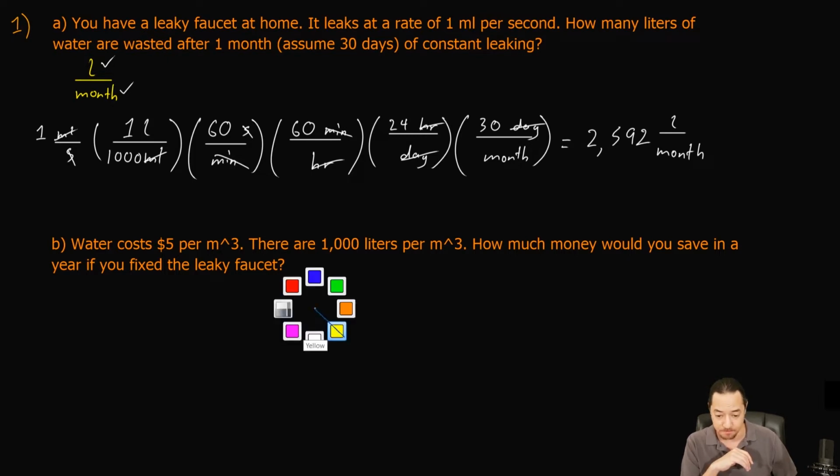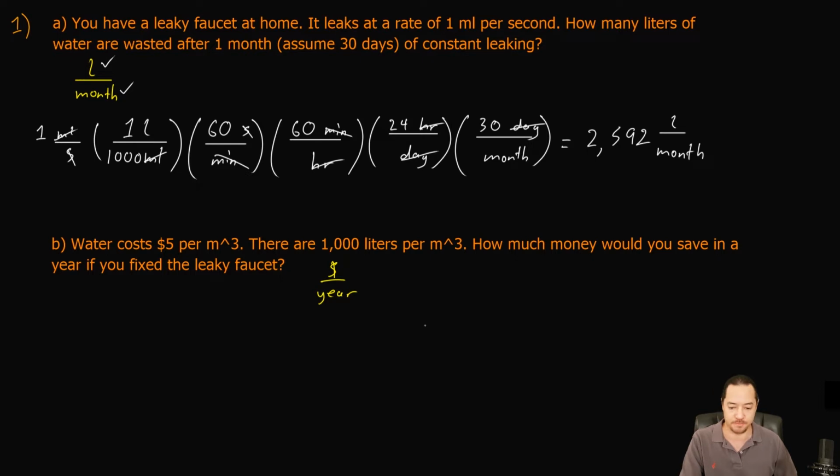Okay, so again, like before, I want to write down what our target is here, just so we have that there nice and clear, and that's going to be dollars per year, right? That's what we're looking to convert everything into. Okay, we start out with essentially our answer from part A. That's 2,592 liters per month, right? Now, if you had rounded this to 2,600 or something, that's fine. You'll get an answer that's close enough.